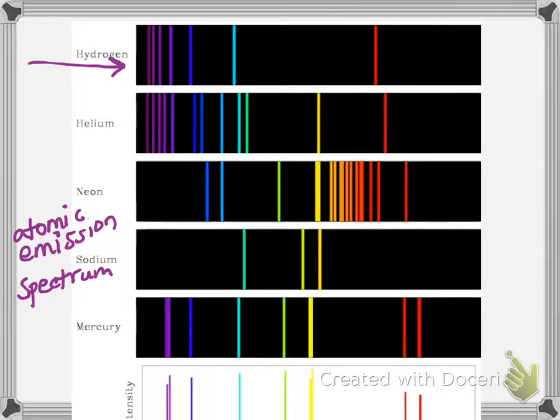Notice they're different than what we get in a rainbow. Right, in a rainbow we have all the colors of light. Okay, here we don't necessarily have all the different colors of light, right? Sodium doesn't have any red, doesn't have any blue, it doesn't have any violet. Okay, so we don't necessarily get all the different colors of light in an atomic emission spectrum. And each atomic emission spectrum is unique to that element. Hydrogen's atomic emission spectrum always looks like this. Sodium's always looks like this. Okay, there's no variety with this.